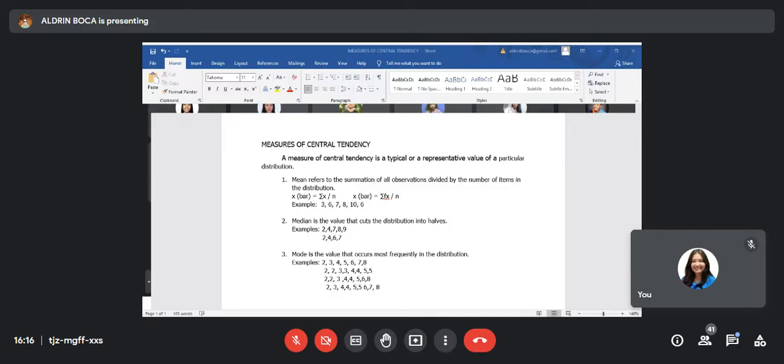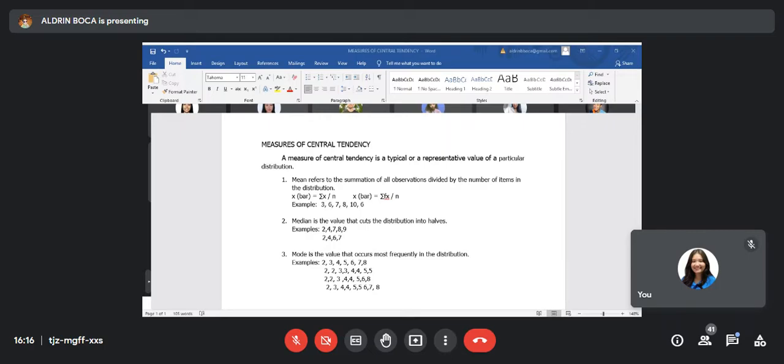Okay. So the median is the value that cuts the distribution into halves, okay? So meaning, you will look at the score in the distribution, which is the centermost score. Okay? For example, number 1, the centermost score is what? 7. Okay, 7, which means to say that the score 7 is the middle value, okay?